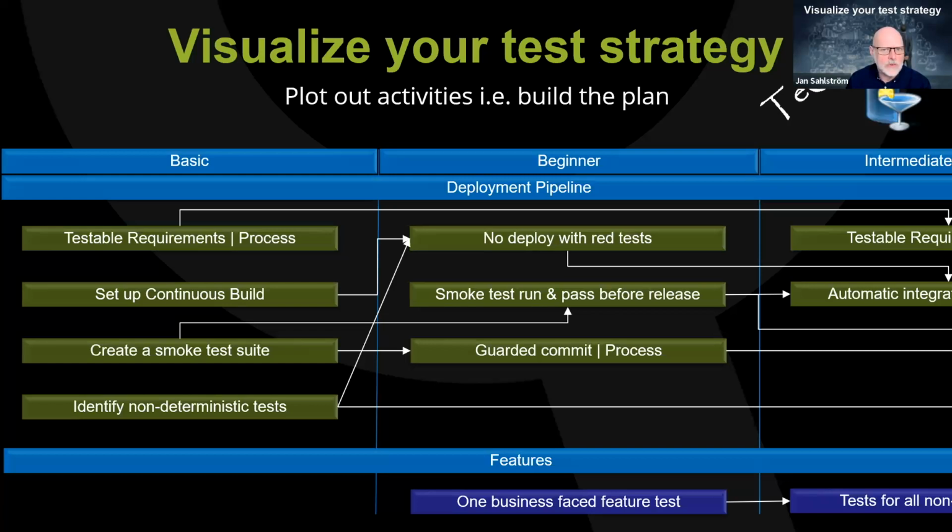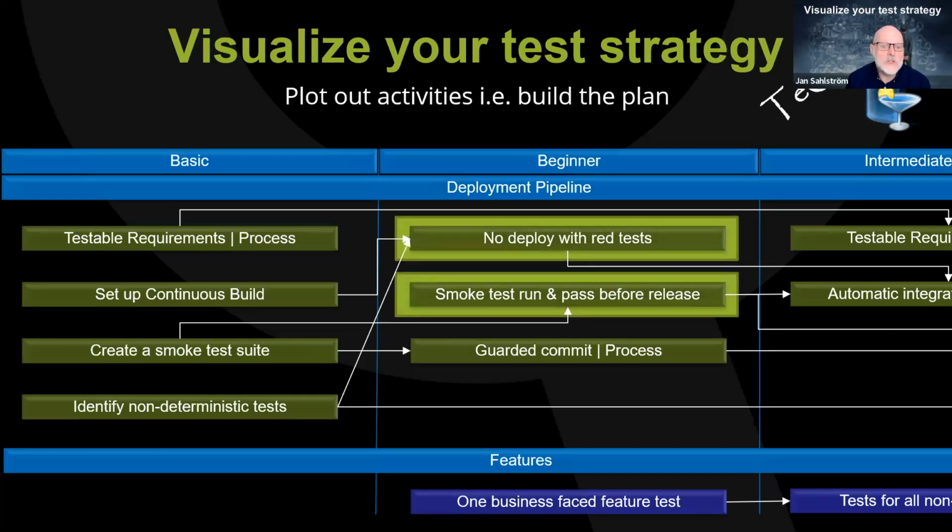I think we started out with some 70 plus initiatives. And after discussions, we had like 30 or 35 left. And some of these are typically included in test strategies, like this one, no deploy with red tests, smoke test run and pass before release. These are things that you normally find within a test strategy document. And we got them in this model, but we also know how we would actually achieve this. We would need to do some work before we could actually achieve these objectives.